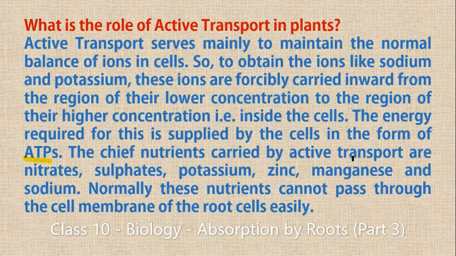The chief nutrients carried by active transport are nitrates, sulfates, potassium, zinc, manganese, and sodium. Normally, these nutrients cannot pass through the cell membrane of the root cells easily. So for that, they have to be taken in by utilization of the energy ATP.